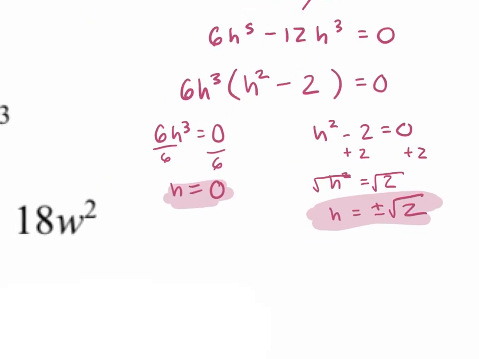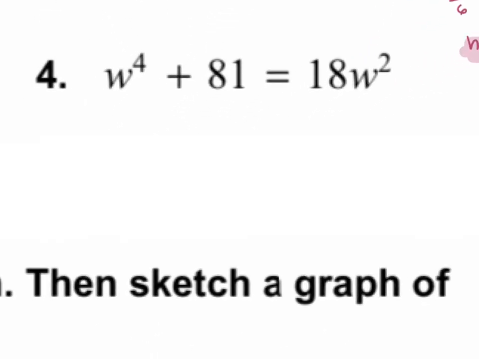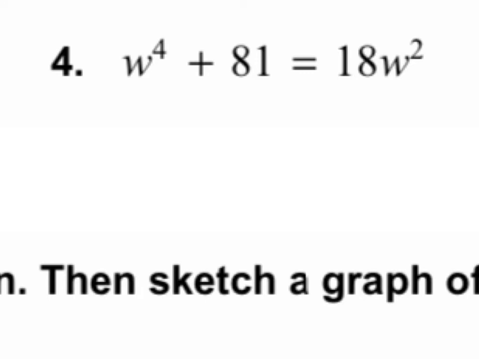Ready for the next one? Yes. Number 4. What should we do first? Subtract 18w squared, move it to the other side. So now we have 4w to the 4th power minus 18w squared plus 81 is equal to 0. What's next? Can't take out a 9, but we can factor it. Do we have 2 factors of 81 that are negative 18?